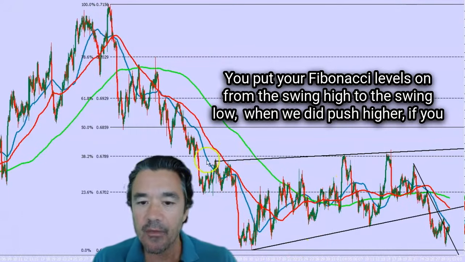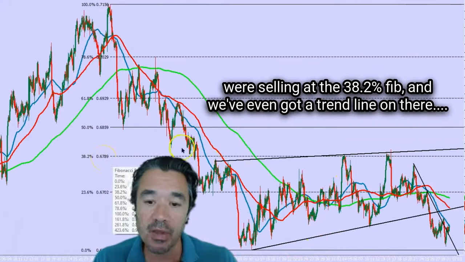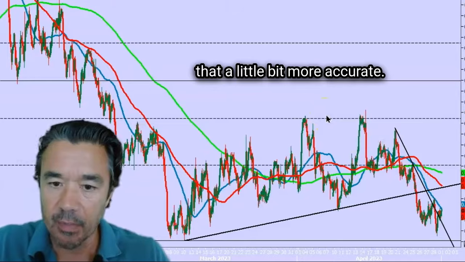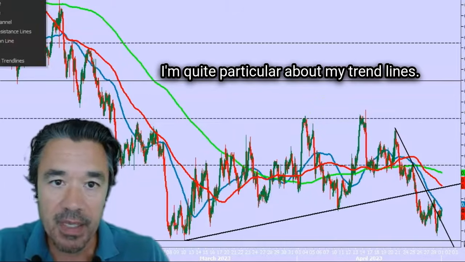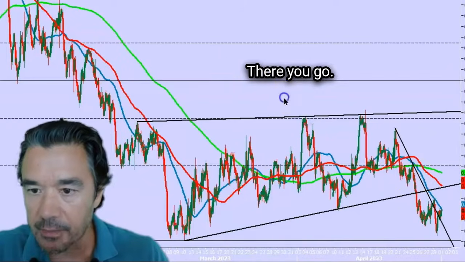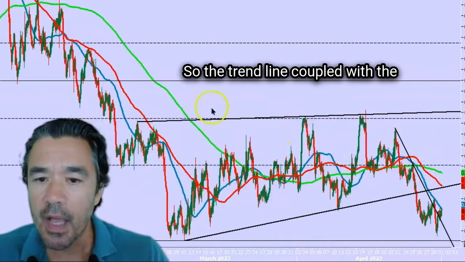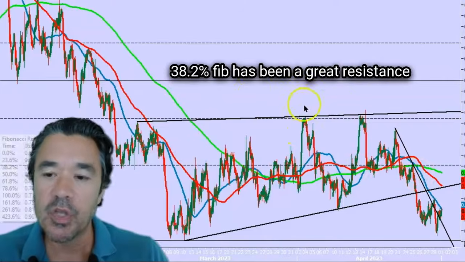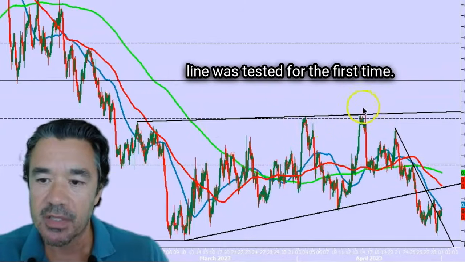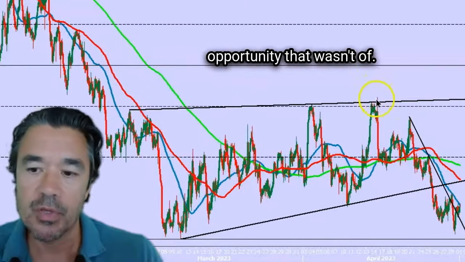When we did push higher, if you were selling at the 38.2% fib, and we've even got a trend line on there, actually, let me just make that a little bit more accurate. I'm quite particular about my trend lines, just making sure I get the exact peak. There you go. So the trend line coupled with the 38.2% fib has been a great resistance level, especially here when the trend line was tested for the first time. What a great shorting opportunity that was.